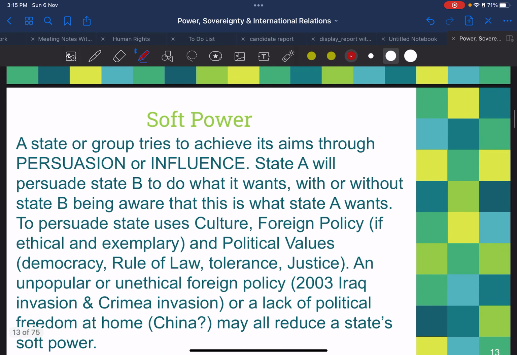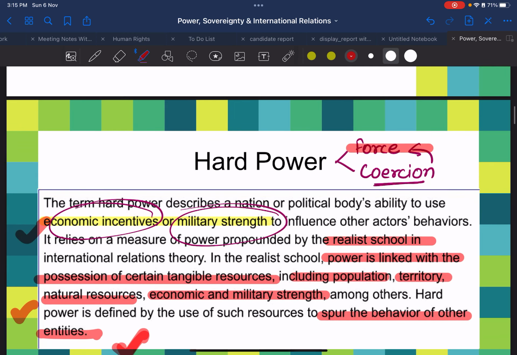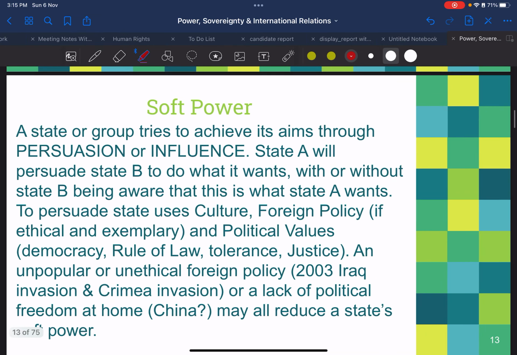Going further, soft power. Where hard power used force and coercion, here it is persuasion and influence, right? Persuasion means to persuade someone. Influence means to influence someone in a very subtle way, so that the person does not get to know about that influence at all. So what does soft power say?